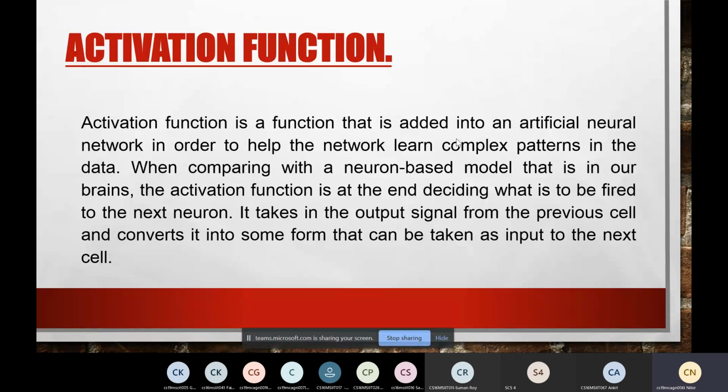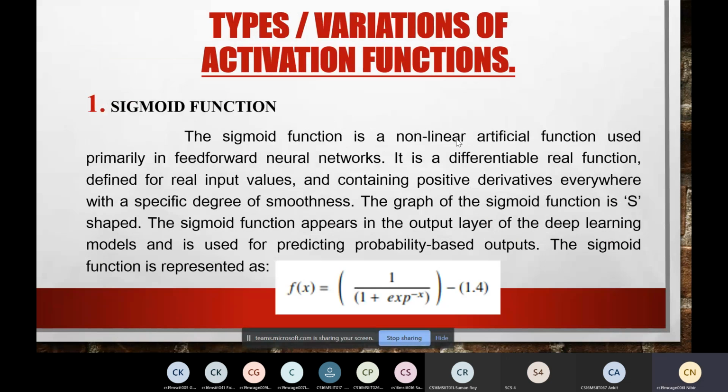A unique aspect of activation functions is that they are differentiable. Thus, this helps them function during the backpropagation of the neural networks. Now moving to the types or the variations of activation functions. The first one is the sigmoid function.